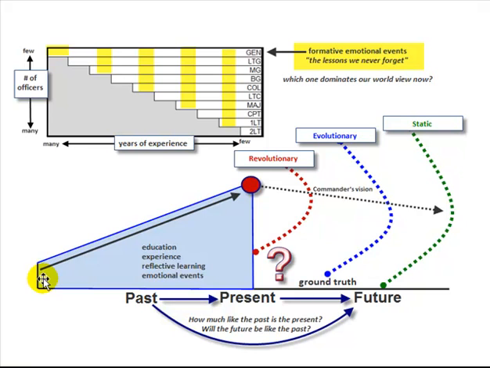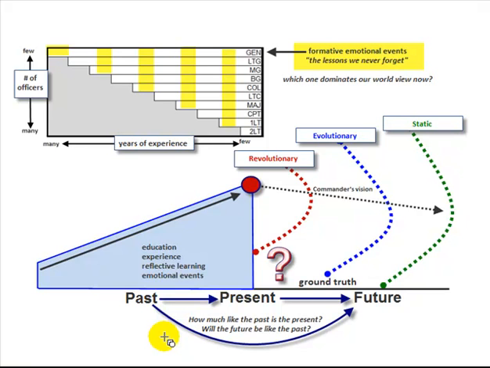So let's suppose that now we have a commander, a senior commander, but really any commander, who has marched up the career path, and now he's in a position in the present where he is in command. His past has shaped his present and his vision of the future as a function of his education, experience, his reflective learning, and the emotional events that crystallized for him. He's now in the present, and it's fair for us to ask, how much like the past is the present, and will the future be like the past?